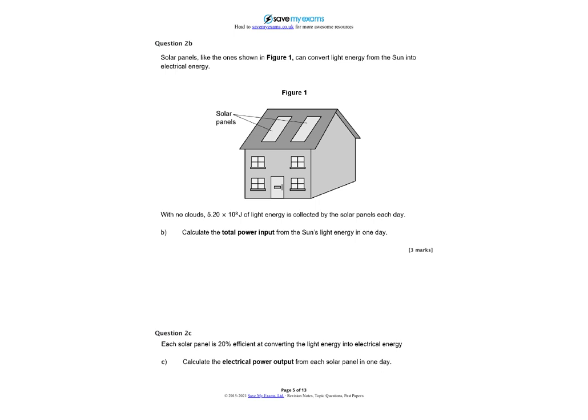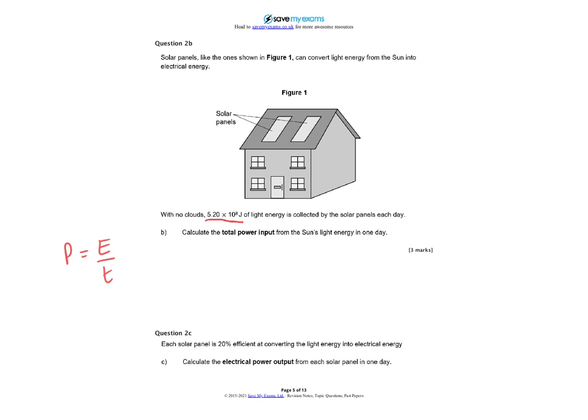Question 2B, solar panels can convert light energy into electrical energy. With no clouds, 5.2 times 10 to the 8 joules of energy are collected each day. Calculate the total power input from the sun's light energy. On the previous page, we defined power as the rate of energy transfer. So that's energy divided by time.